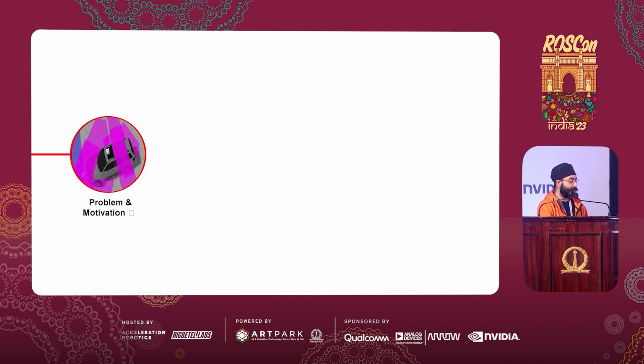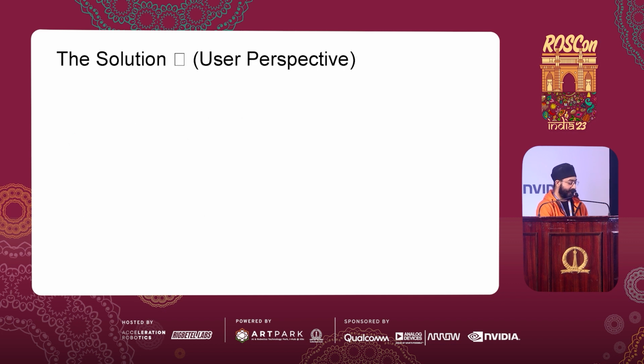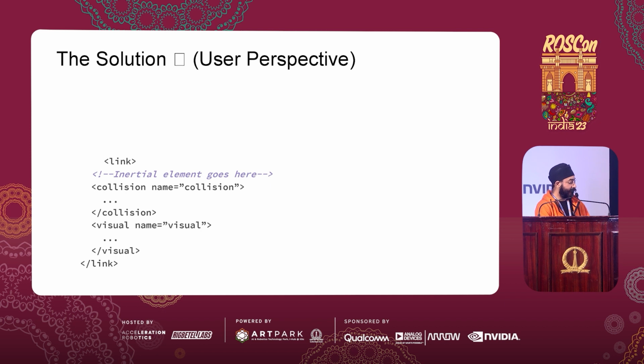And that leads us to the discussion of the solution, and that too first from the user's perspective. How do we want the user to use the feature? That will lead us to the development phase later on. So let's first discuss. As we go through this section, we'll be filling up the inertial element of this link with all the newly introduced elements or attributes.